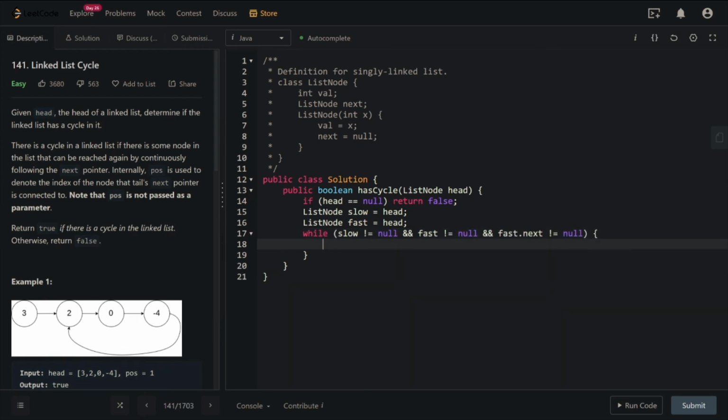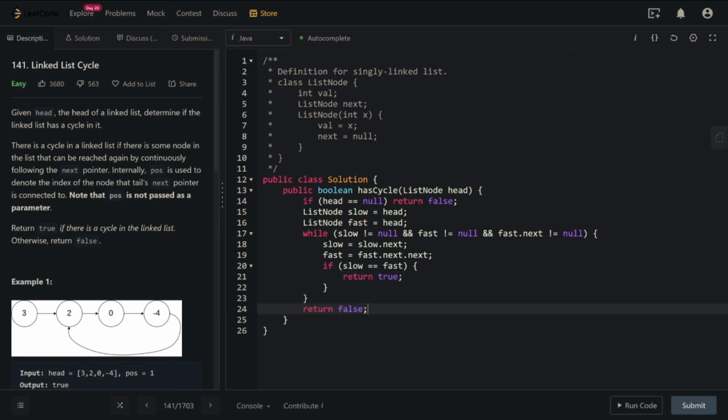The idea is that slow will be moving 1 node at a time, while fast will be moving 2 nodes at a time. It's important that in our while loop, we check to see if both the slow and the fast is not null, otherwise we'll hit a null pointer exception when we start moving them. And then anytime after we move, we have to check if they have collided. If they have collided, that means that the fast node must have overtaken the slow node at one point because there is a cycle. Otherwise, we return false because there is no cycle in our linked list.